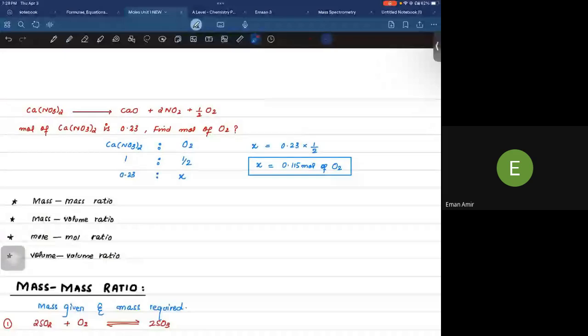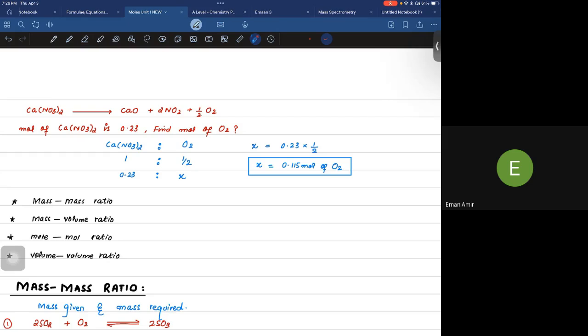Moreover, you will see in different questions, sometimes they would be giving you moles, and they would be asking moles. In some questions, they would be giving you mass, and they would be asking mass. In some questions, they would be giving you concentration and volume, and they would be asking the mass. In some questions, they would be giving you the volume and they would be asking the mass. So it depends on the question. What you have to do, the universal method, is to convert everything into the mole.